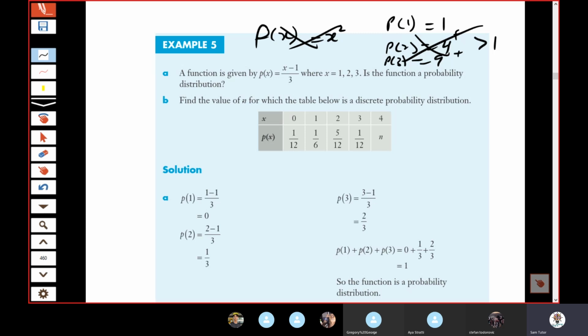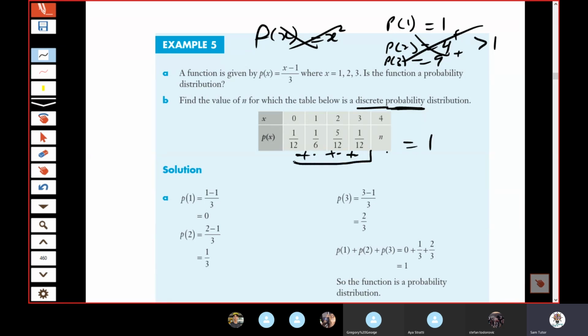Okay, find the value of n for which the table below is a discrete probability distribution. Well, if you know it's already a probability distribution, what must the whole summation of all 5 of these terms add up to? It must add up to 1.